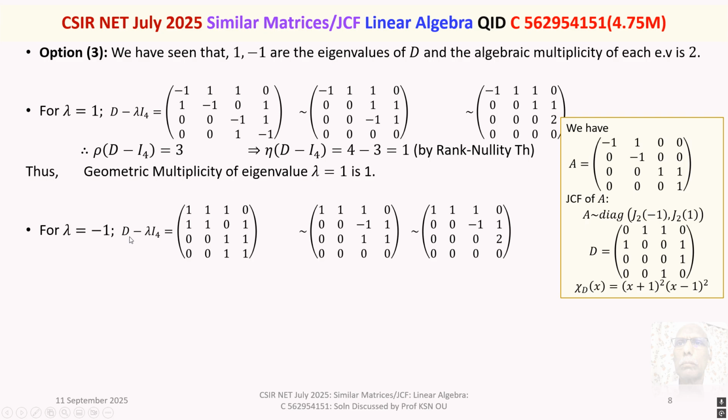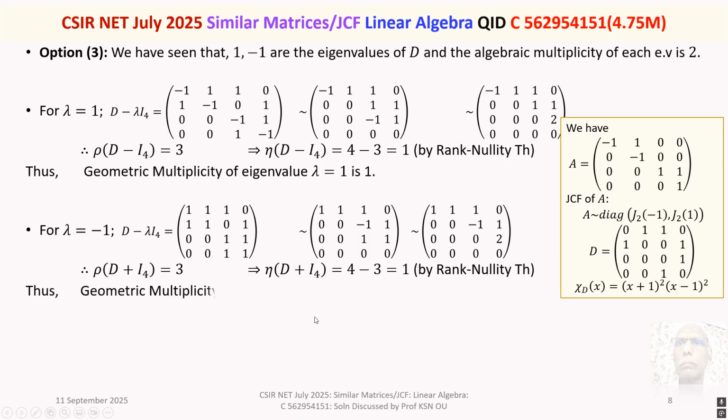Lambda is minus 1, this will be D plus I4. So add I4 to the D. You get this, reduced to the row reduced echelon form. Again, you got 3 linearly independent rows in the row reduced echelon form. Therefore, the rank is 3. The nullity of D plus I4 is 4 minus 3, that's equal to 1 by the Rank-Nullity theorem. Thus, the geometric multiplicity of the eigenvalue lambda equal to minus 1 is 1.